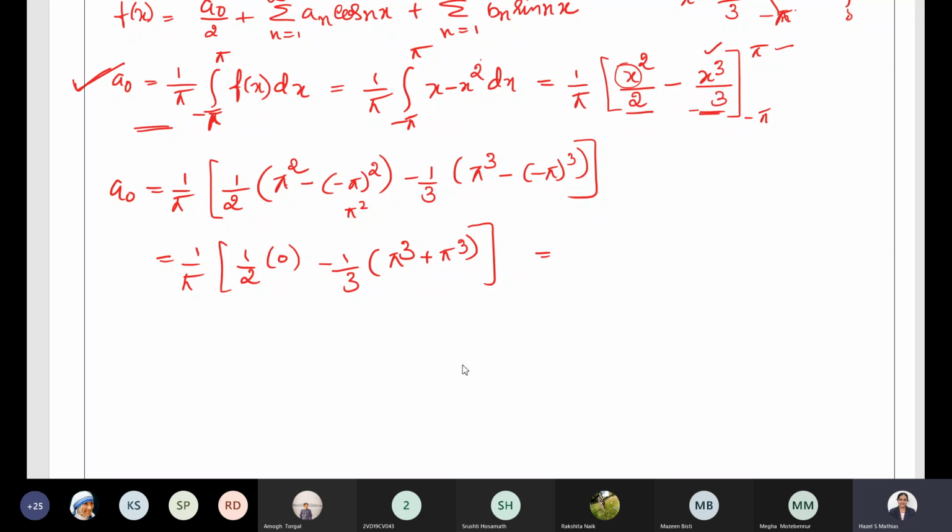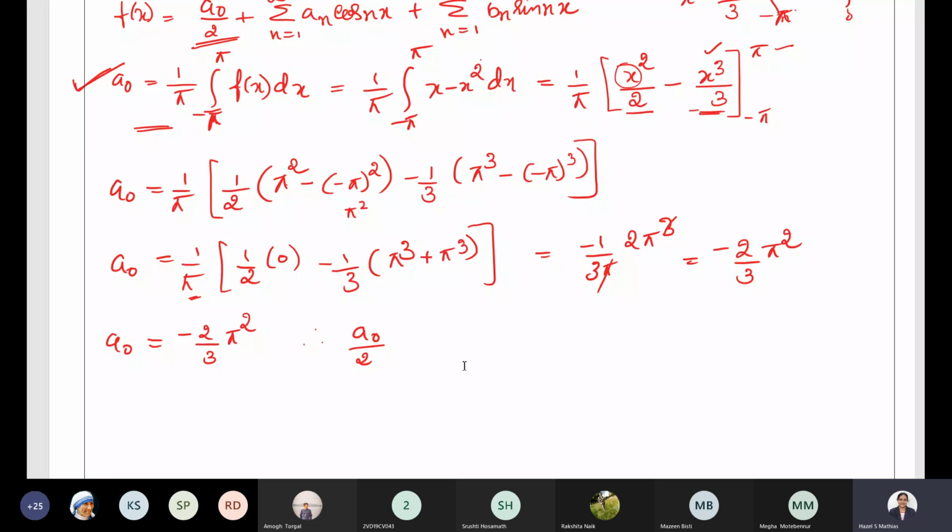So what do we have over here? Minus 1 by 3 pi. Here is the pi cube, so pi cube plus pi cube is 2 times pi cube. One pi gets cancelled, so we get minus 2 by 3 into pi square. This is what? A naught. A naught value is minus 2 by 3 into pi square. But therefore, what is the value of A naught by 2? Because in the formula we need to substitute A naught by 2. A naught is minus 2 by 3 pi square, divided by 2 on both sides. So we get minus pi square by 3. So this is A naught by 2.